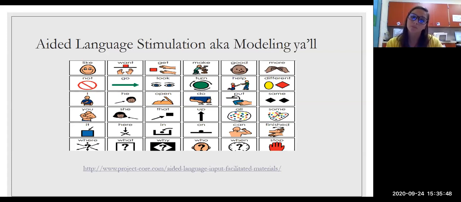Typically developing children hear people say thousands and thousands of words before we expect them to say even a single word. Students who are learning to communicate with symbols need the same opportunities to learn. We must let them see us use symbols for real purposes, thousands and thousands of times before we can expect them to use them. Aided language input is a way for us to begin providing the thousands of examples that students need.